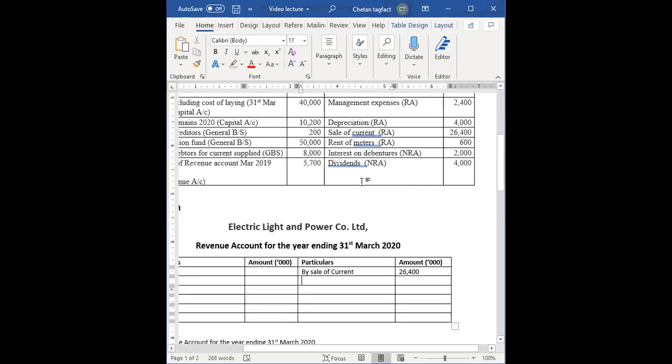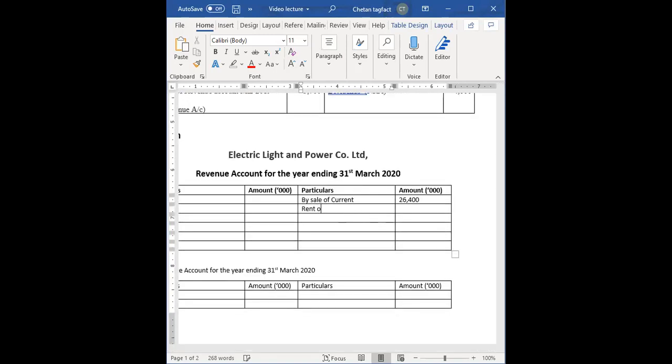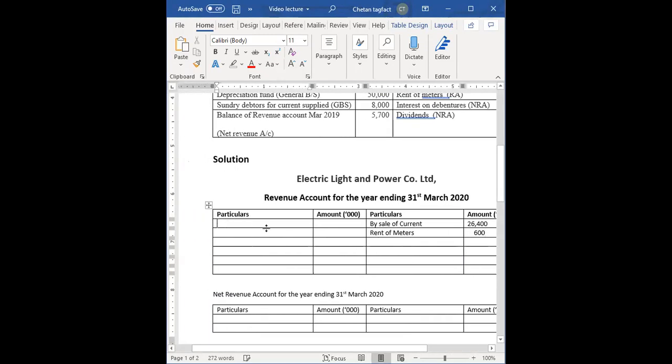And next we have rent of meters. So rent of meters is 600. Okay, now we are finished with the incomes in your revenue account. Now we will take the expenditures that we have taken.